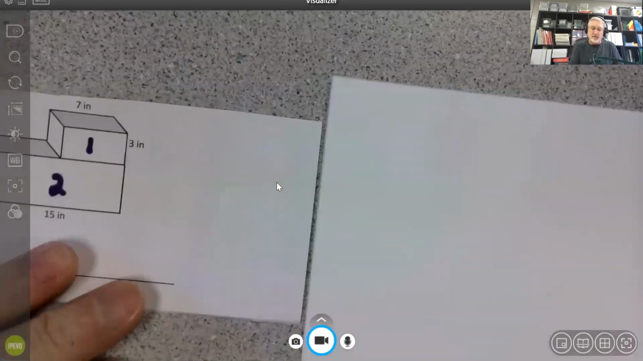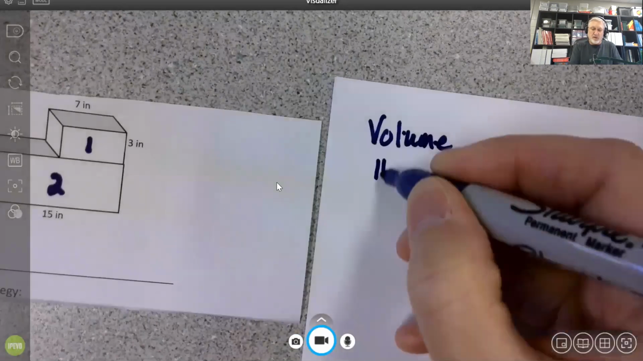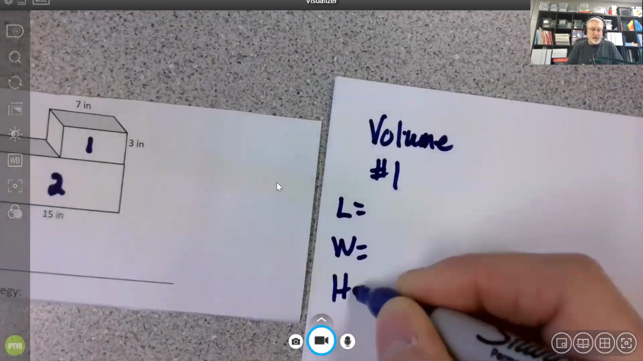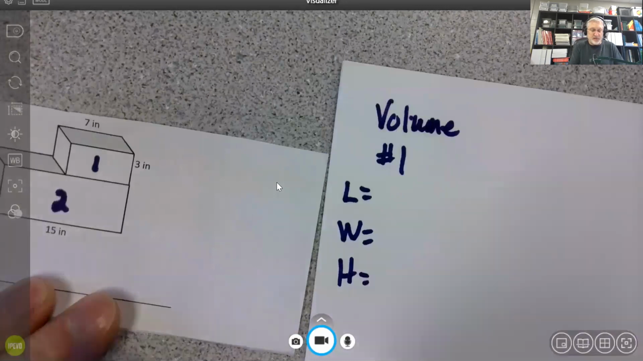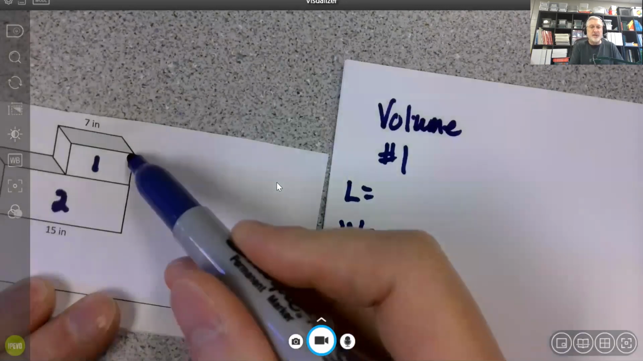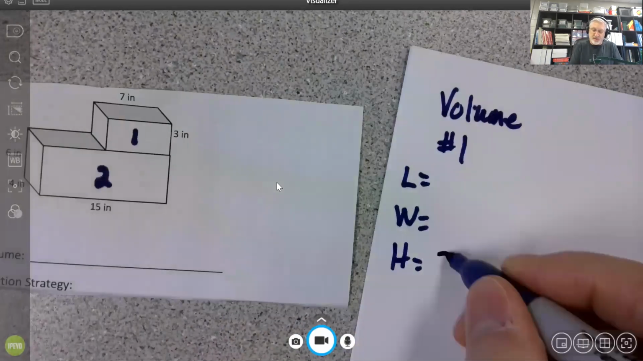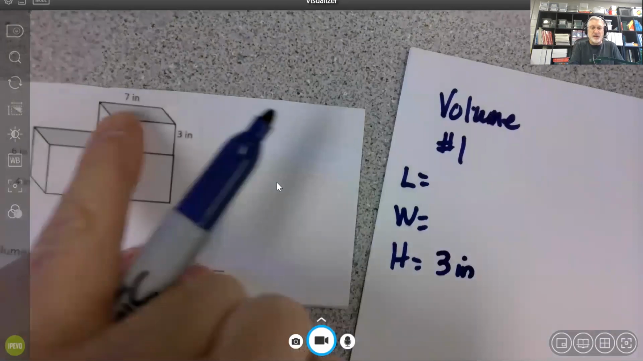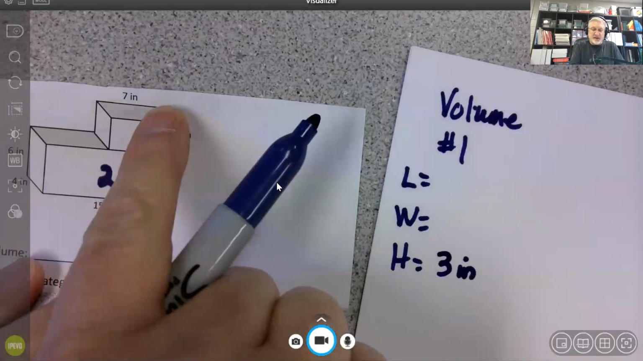All right, so my volume of number 1, my length, my width, and my height. So it tells me right here, from here to here, that my height is 3 inches. So I'm going to do 3 inches. My length is what goes across. If it's 7 inches in the back, it would be 7 inches in the front.